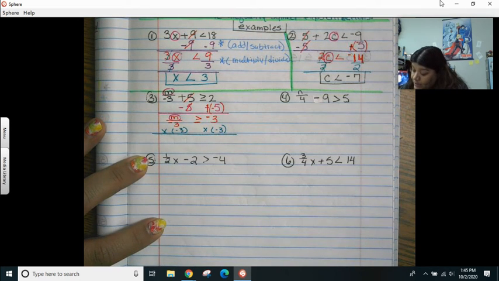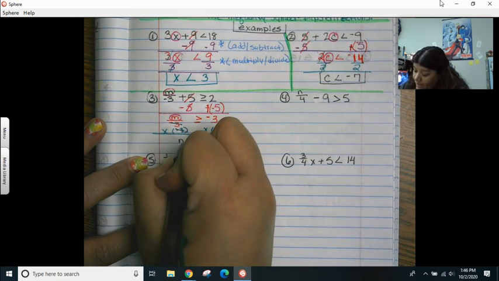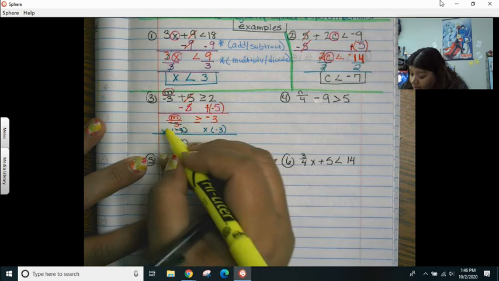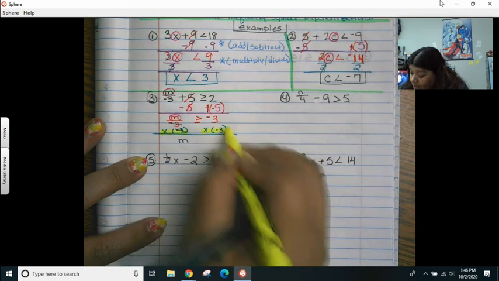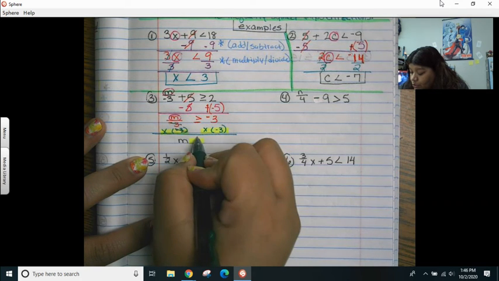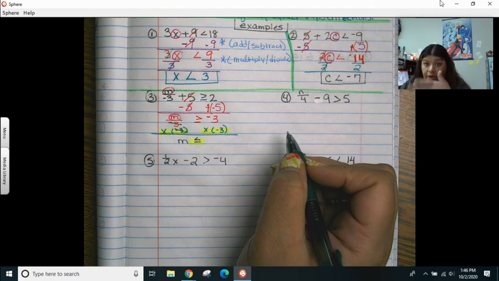Okay? And so now I'm going to have cancel, M. Now this is the step. Step 2 is where you have to take a look. Am I multiplying or dividing by a negative? And in this scenario, we are multiplying by a negative. So therefore my sign switches directions. So it's not greater than or less than anymore. It is now less than or equal to.